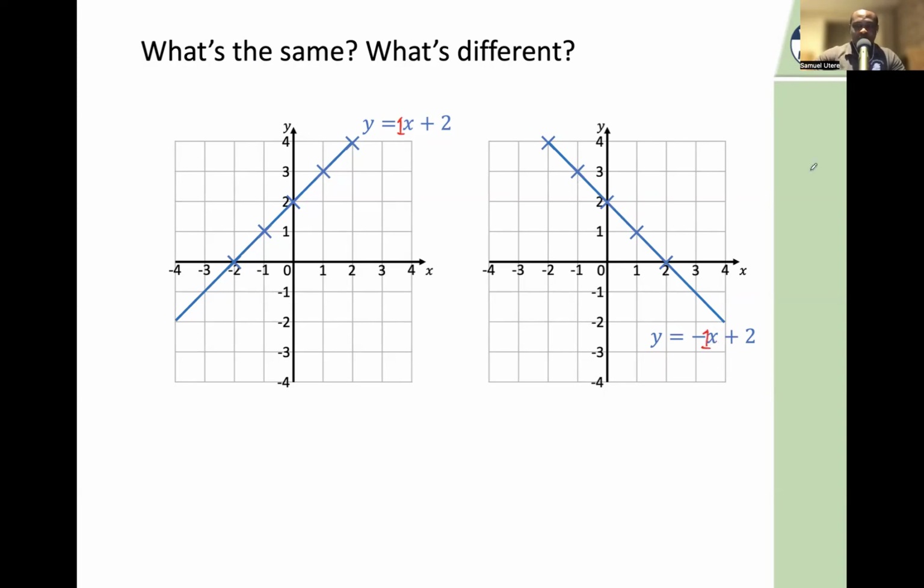So this has a negative gradient. And you can see the graph slopes downwards. How do we know? If you look, when we go 1 across, we go 1 down. That's how you know it's a negative gradient. 1 across, 1 down.